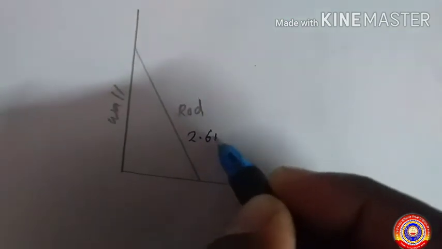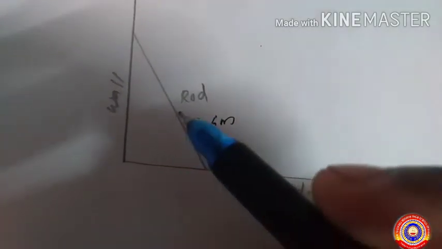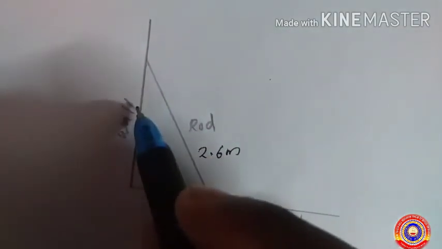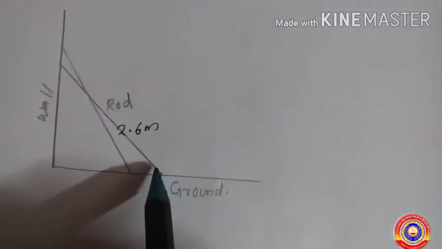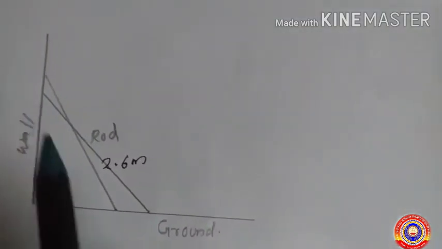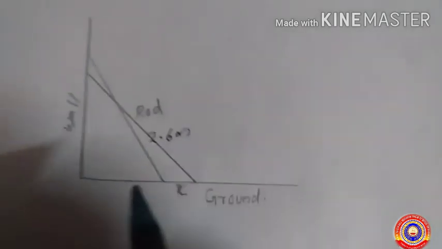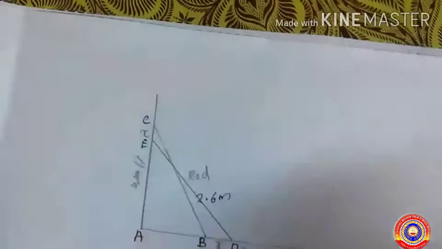Here, a 2.6 meter long rod leans against a wall. When the foot is moved a little away from the wall, its upper end slides down the same length. Okay. If the foot is moved x meter away from the wall, then the upper end slides x meter down.